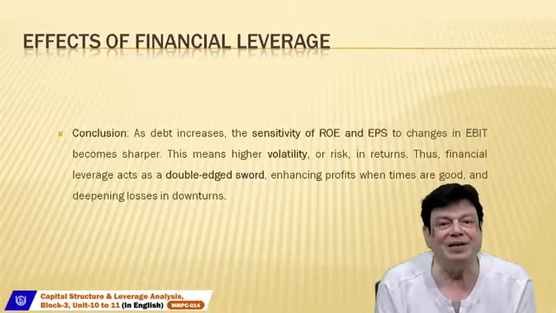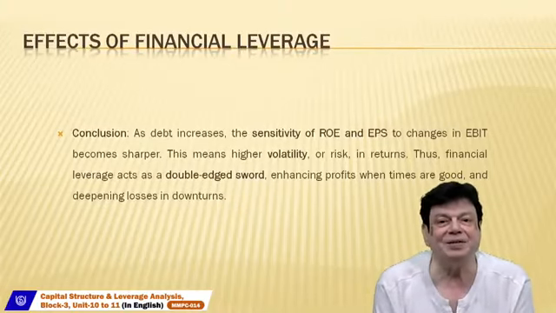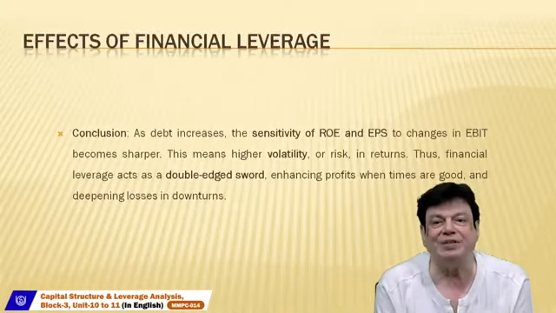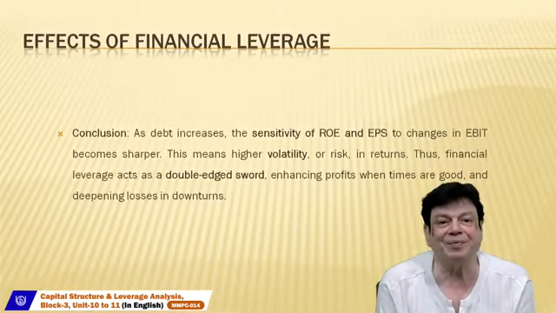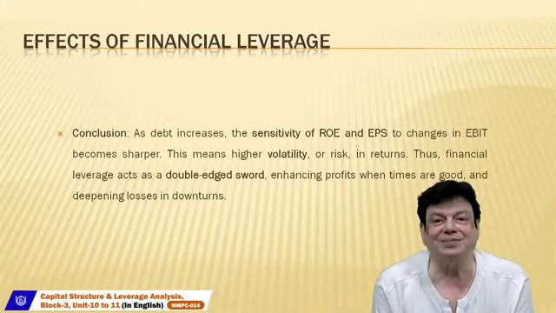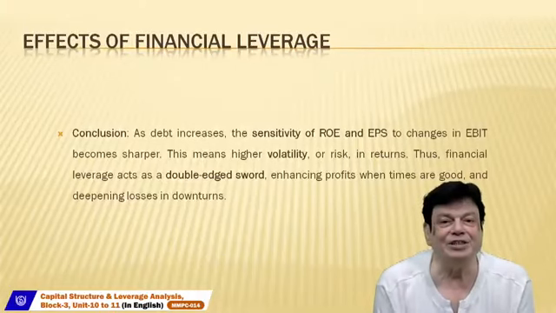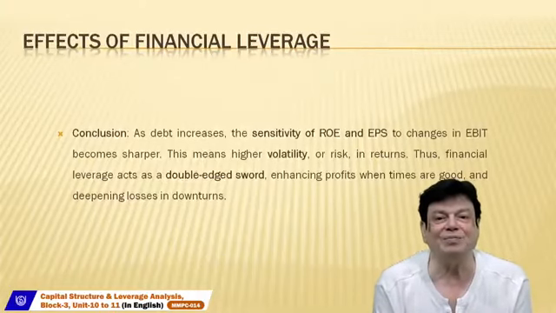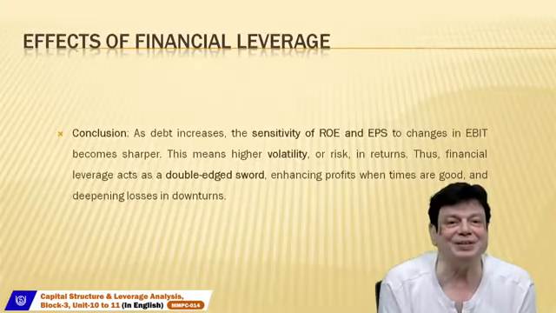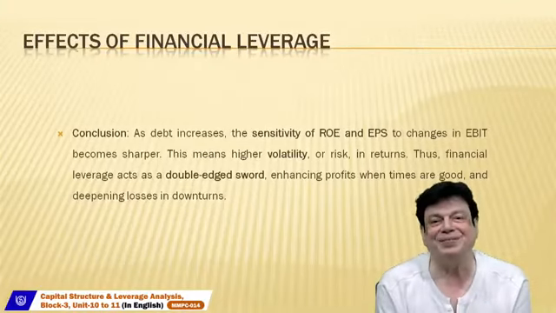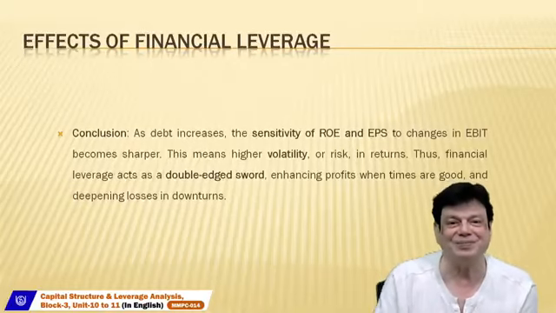As debt increases, the sensitivity of ROE and EPS to changes in EBIT becomes sharper. This means higher volatility or risk in returns. Thus, financial leverage acts as a double-edged sword, enhancing profits when times are good and deepening losses when times are bad, in downturns.